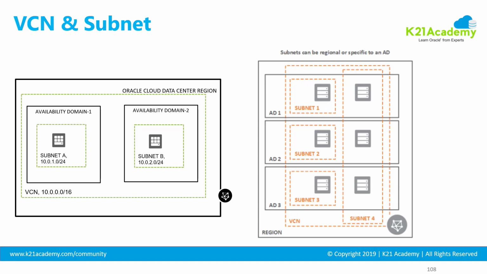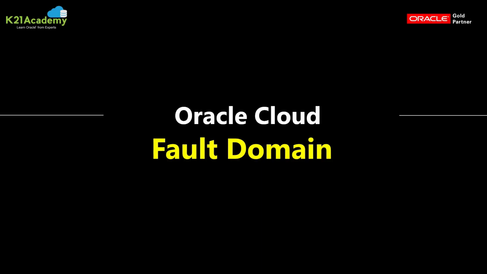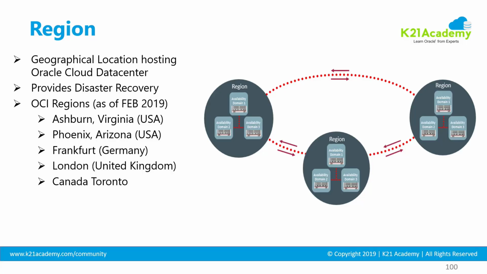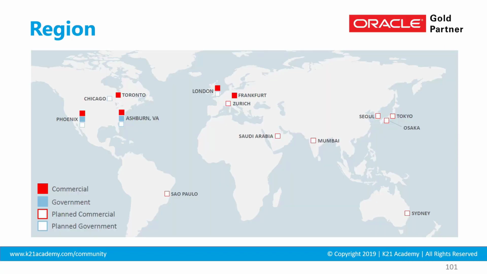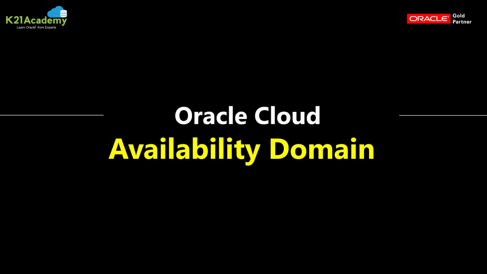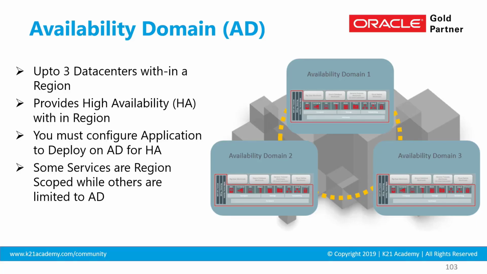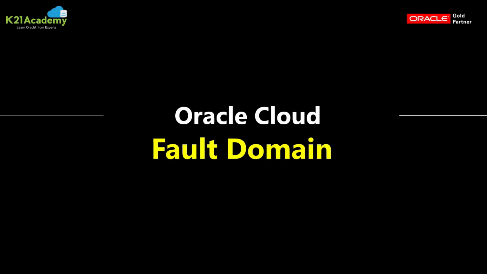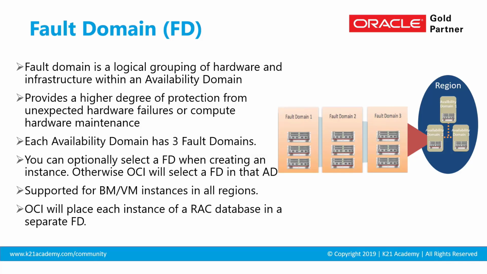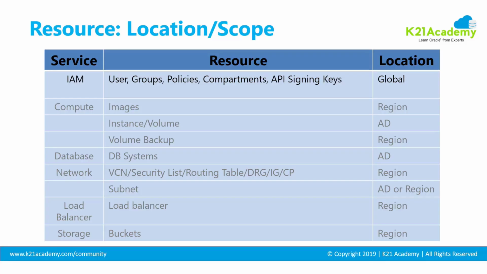So just to do a recap, because we are going to use these things in our high availability deployment options: you have a region, which is nothing but a geographical location hosting one or more Oracle cloud data centers. There are a lot of new OCI regions planned in 2019. Then you have an availability domain, which is up to 3 data centers within a region. Then fault domains, which are 3 fault domains within a single availability domain. And then these resources are scoped either globally, regionally, or specific to an availability domain.